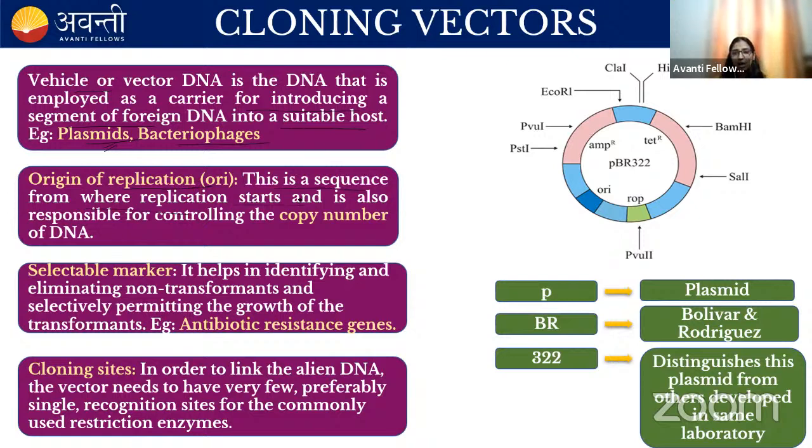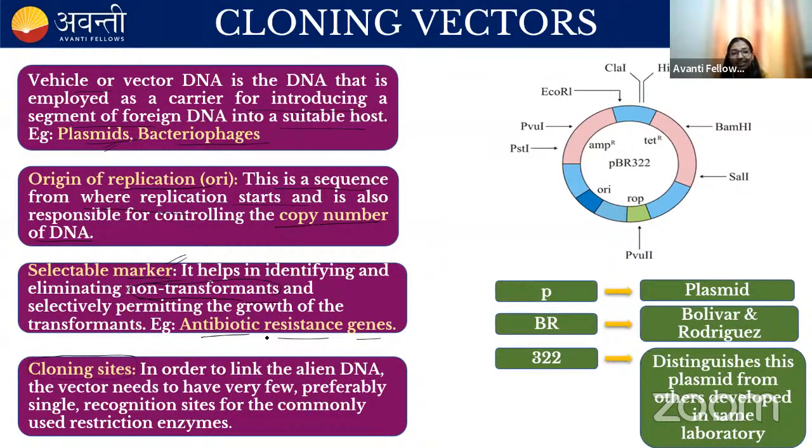So the foreign DNA or the gene of interest, which is linked with the origin of replication, can replicate in the host, and this origin of replication also controls the copy number of the linked DNA. And the vector should contain a selectable marker. Selectable markers help in identifying the non-transformant and the transformant host, eliminating the non-transformant host, because only the transformant host will be able to grow. The most common example of a selectable marker is the antibiotic resistance gene. And the cloning sites.